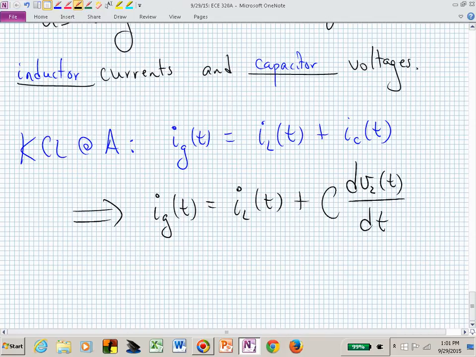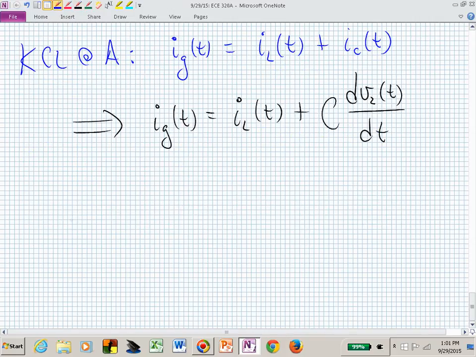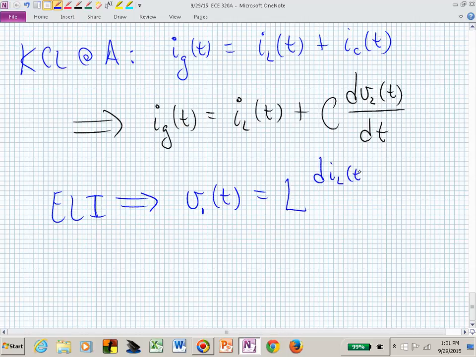We now have one equation, and at least with a V sub 2 and the source, I sub G. What's our relationship for the current and voltage on an inductor? That's L di dt, and that's ELI, isn't it? So ELI tells us that the inductor voltage, which is V sub 1 of t in this labeled circuit, is now L di sub L dt.